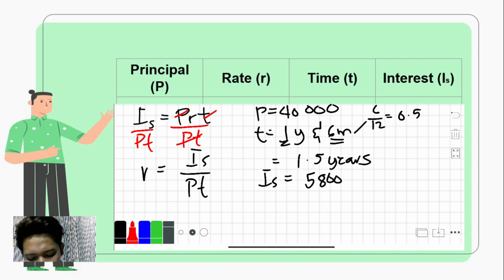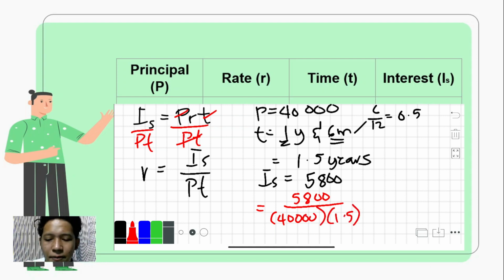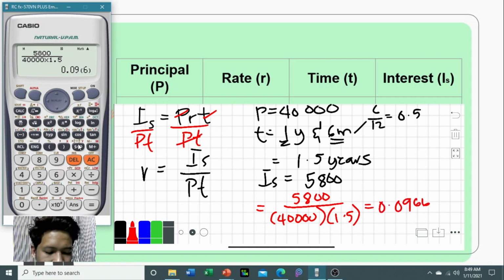So we would have here, I sub S is 5,800 divided by the principal, which is 40,000, multiplied by the time, which is 1.5. And then plugging in the necessary values to our calculator, that would be 5,800 divided by 40,000 multiplied by 1.5. Okay po? And that will yield 0.0966 or 67. Let's say 67 because that's a non-terminating, repeating decimal.